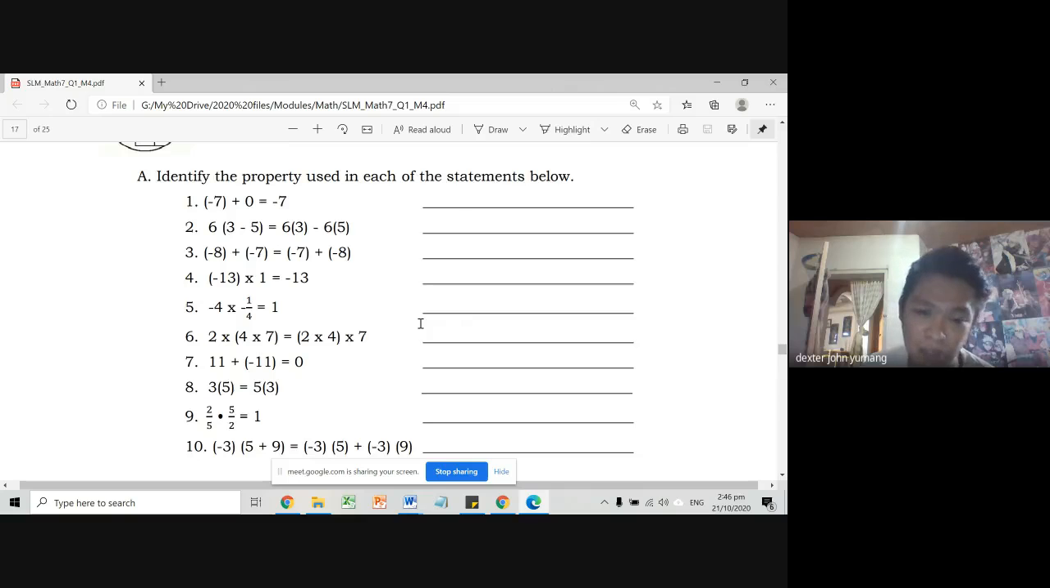Next, number 8, gibaliktad-baliktad lamang yung grupo. That is closure property. Ay, not grupo, yung position. Gibaliktad-baliktad lang. Kanina si 3 ang nauna, ngayon si 5 na. Closure property, number 8. Next, number 9, 2/5 binaliktad, naging 5 halves. Reciprocal po tawag niyan. That is inverse property or multiplicative inverse. Number 9, inverse property or multiplicative inverse. Next, number 10. Anong ginawa dyan? So number 10, ano pong ginawa dyan? That is distributive property. Again, number 10 is distributive property.